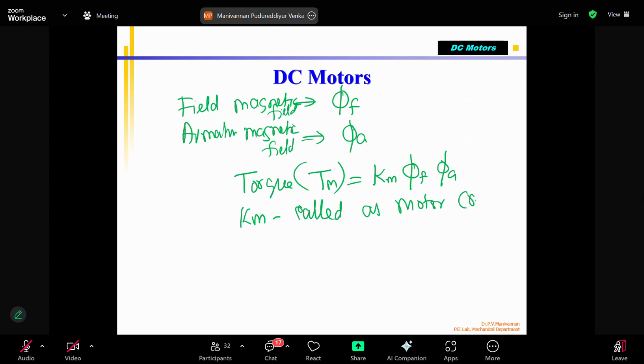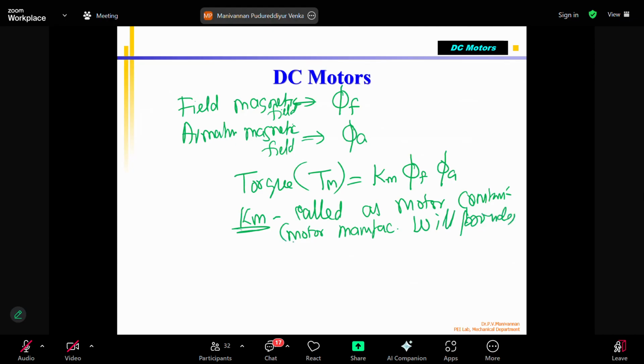It is called the motor constant. This will generally be given by the motor manufacturer. The motor manufacturer will provide it, or there is an equation. They will provide this value. Okay.